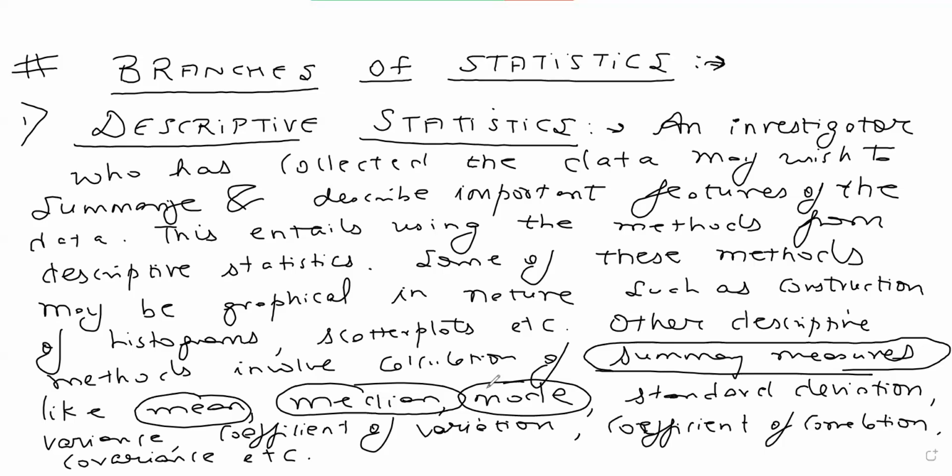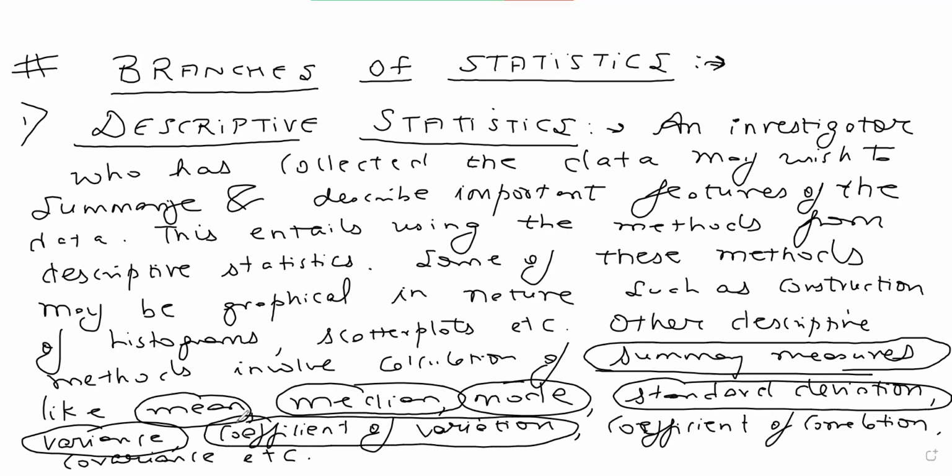The mean captures the average. Standard deviation and variance capture the dispersion, how dispersed or scattered the data is. Coefficient of variation captures the reliability. To what extent is the data reliable or consistent? Consistency is captured by coefficient of variation. Coefficient of correlation is going to capture the degree of linear relationship between any two variables. And so does covariance as well.